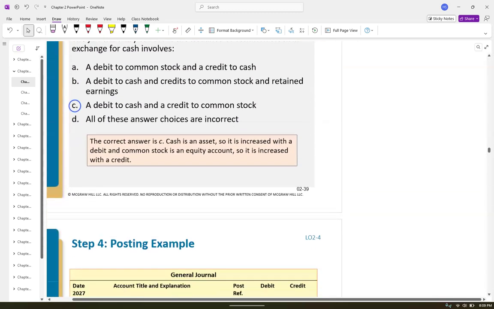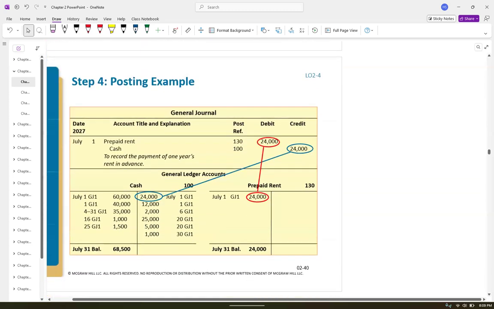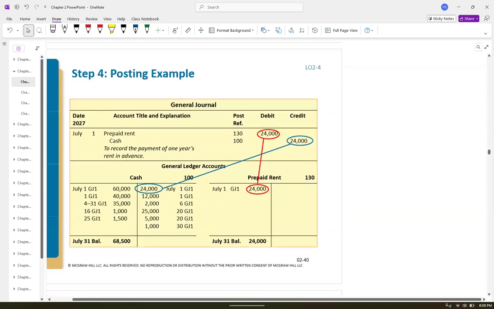Okay, I'll jump on. Now we are going to look at posting. Posting just means we're taking each one of those entries and putting it in the ledger. Remember, I think I made my ledger look like all the T accounts for all the different accounts that we used. So you can see where the debit of 24,000 went to this prepaid rent. The credit to cash goes to the cash account.